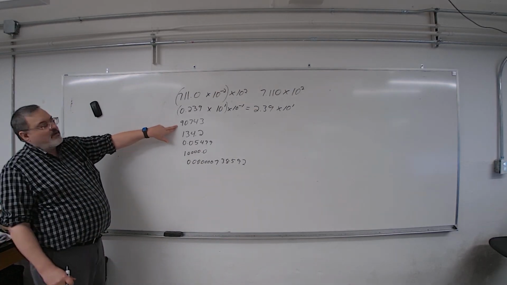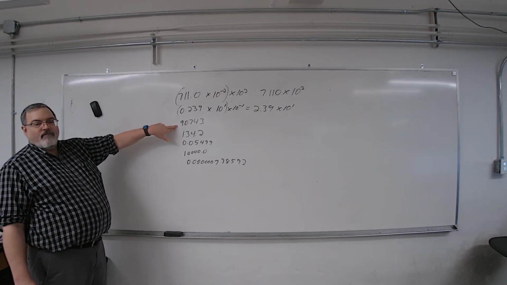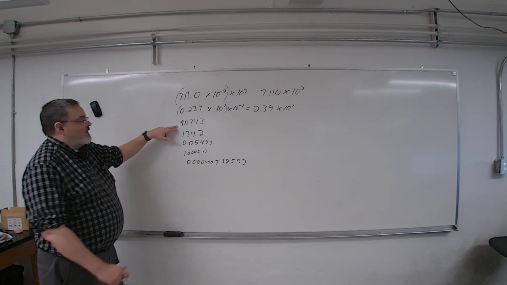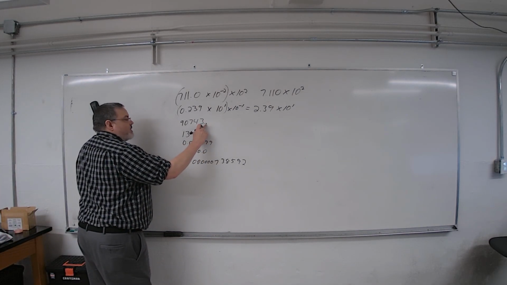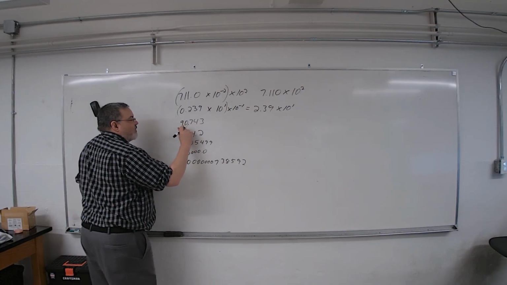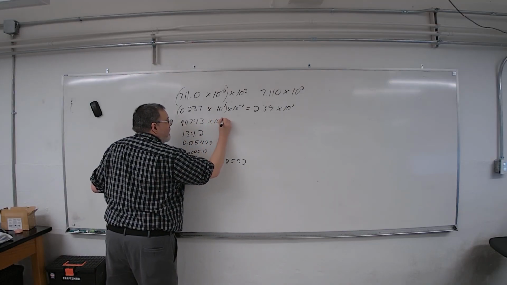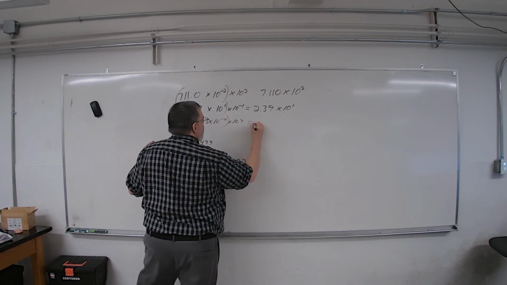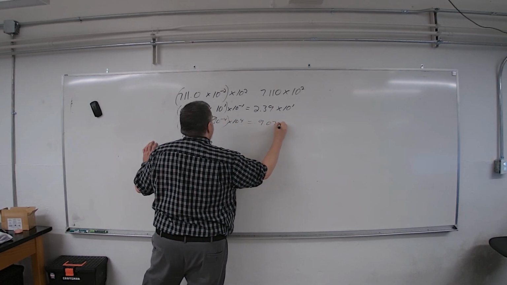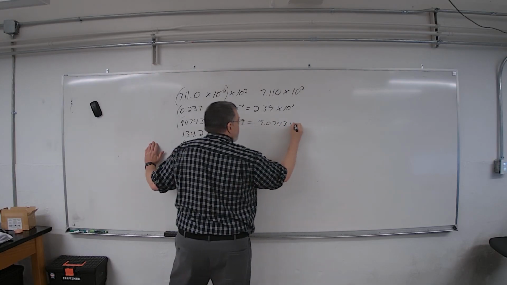How many significant digits? 5 here. The decimal is here, it's just not written. I needed to move back 1, 2, 3, 4. Negative 4. I do that math. I get 9.0743.